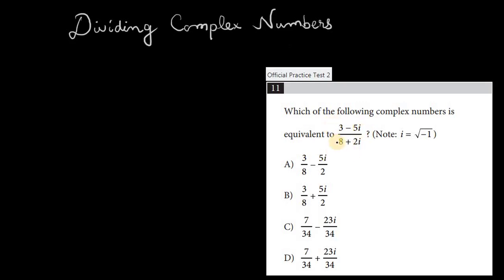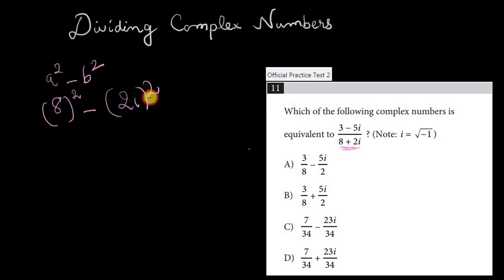So we just have to divide these two complex numbers. And in the quick version of solving this, you first need to figure out the denominator in your head. And obviously we know that this would be in the form a squared minus b squared, because we have an a plus bi here, and when we multiply it with the complex conjugate, it's going to become a squared minus b squared, where a here is our 8, so 8 squared, minus our b, which is 2i, squared.